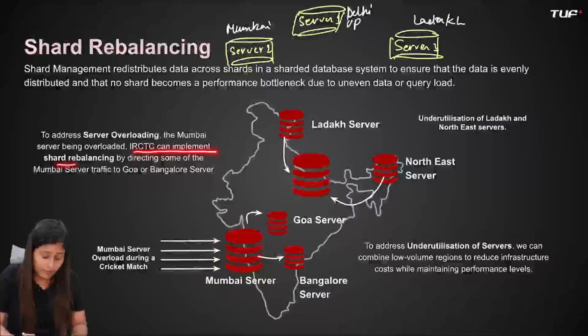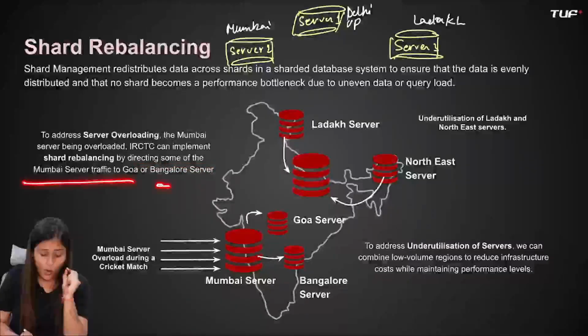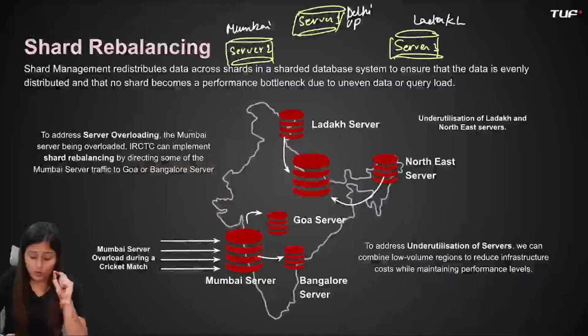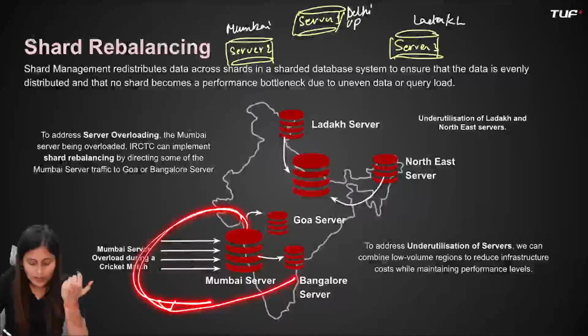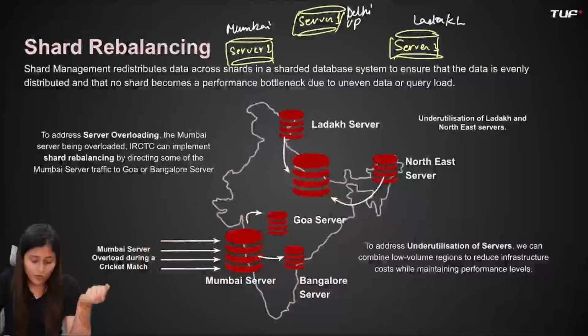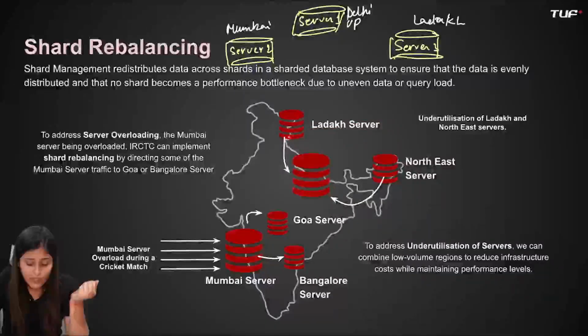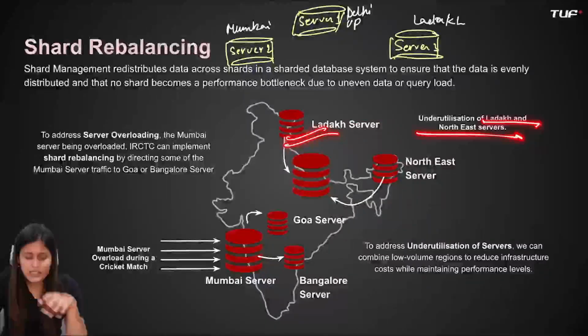IRCTC can implement shard rebalancing by directing some of the Mumbai server traffic to the Goa or Bangalore server. If we know that the Goa and Bangalore servers have some space and are not overloaded, then because the Mumbai server is overloaded, we will route some of the data or requests to the Bangalore and Goa servers, right? So this is the Ladakh server, and you can see it is underutilized because it has zero or less data.